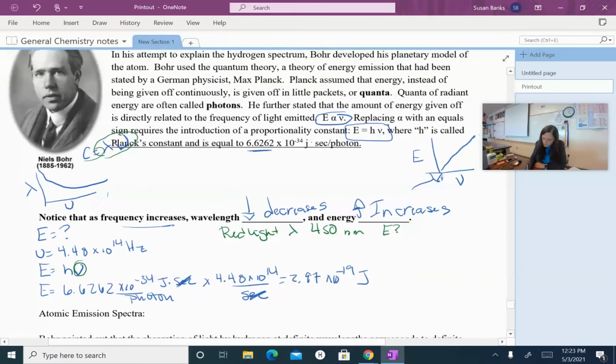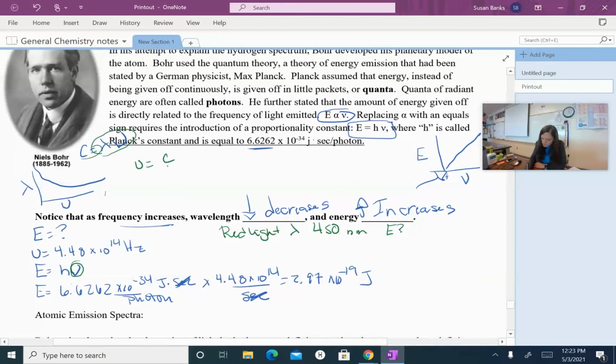So if I do frequency, it is the speed of light divided by wavelength. So if I substitute this for frequency, that means energy is going to be Planck's constant times the speed of light divided by wavelength. So I'm going to use this to find my energy. So energy is equal to Planck's constant times the speed of light divided by wavelength.